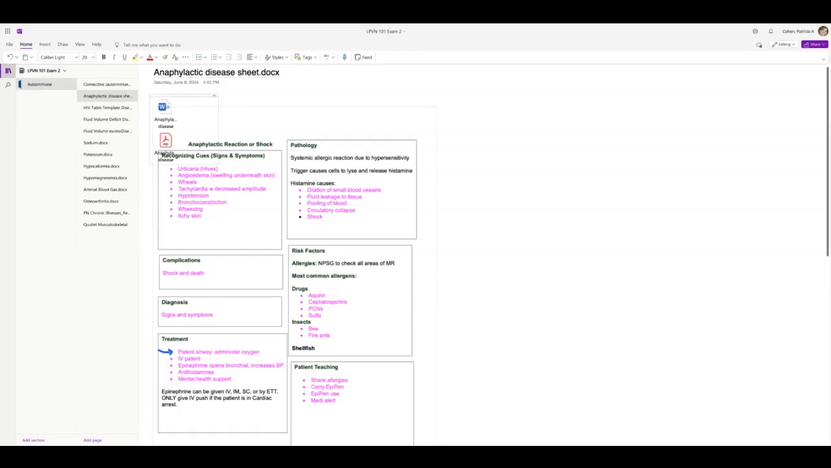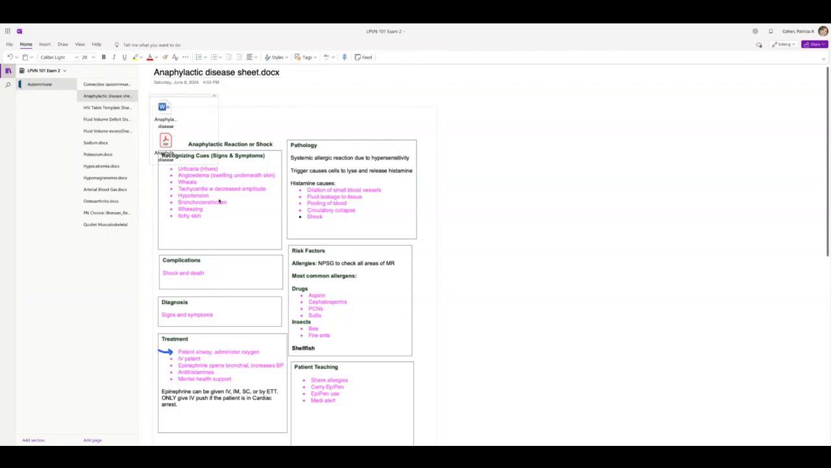So we have to recognize it early, right? So they develop hives, angioedema, which means swelling underneath the skin, wheals, which is kind of like a big mosquito bite, tachycardia with decreased amplitude. So the amplitude of the pulse, a normal pulse is +2. So the amplitude may be lowered because of all the vasodilation that's going on.